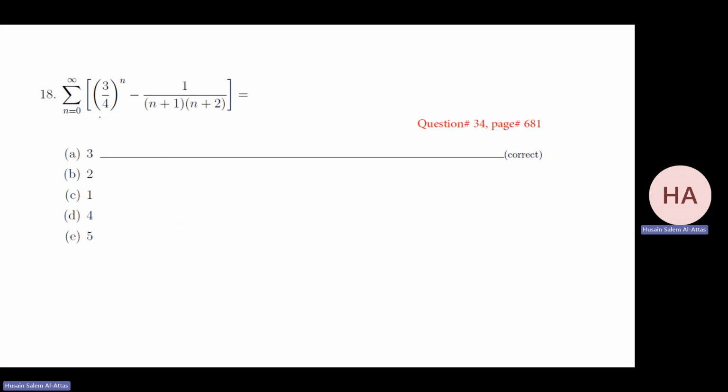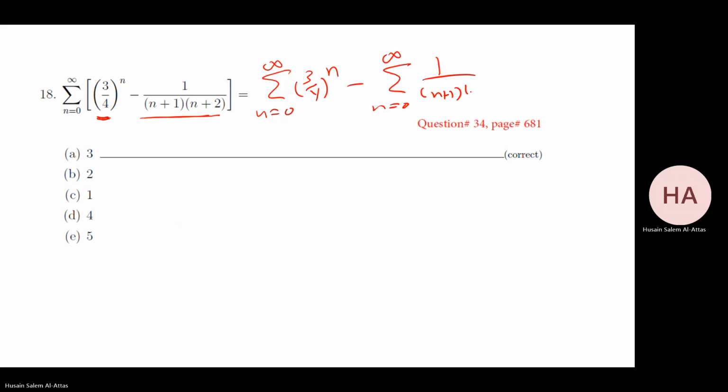Okay, this one is very clear. I have the sum of two different series. This is geometric, and this one is telescopic. Now I need to do the calculation. So what I have here, call it 1, call this 2. I'll find them, then I add them.